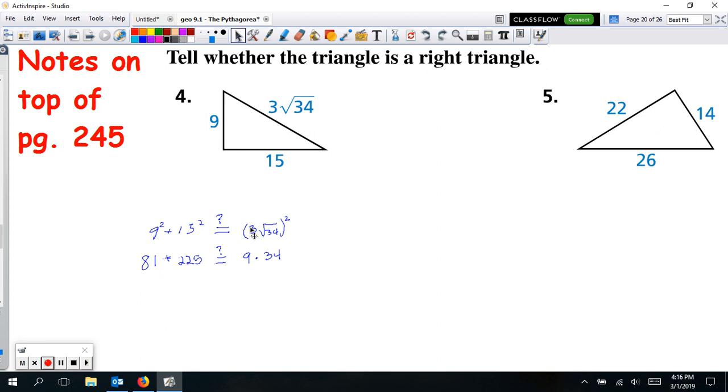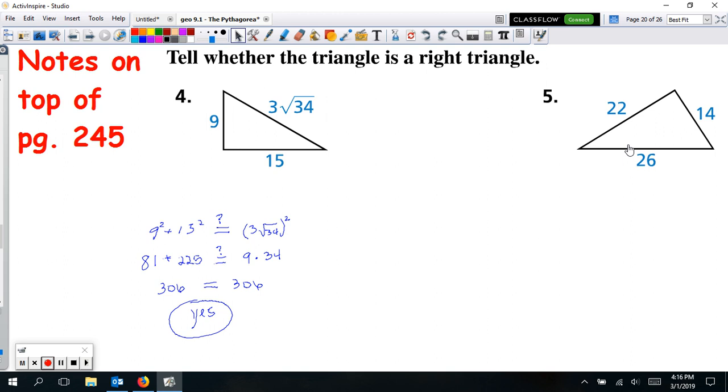As we square this, we're going to square 3. 3 squared is 9. And when we square the square root, that just undoes the square root sign, and now it's 34. So this is really 9 times 34 on this side. So does 81 plus 225 equal 9 times 34? You can go ahead and try those on the calculator, but they do. They're both 306. So since they both equal exactly the same number, yes, that is a right triangle. We can tell that it is a right triangle.